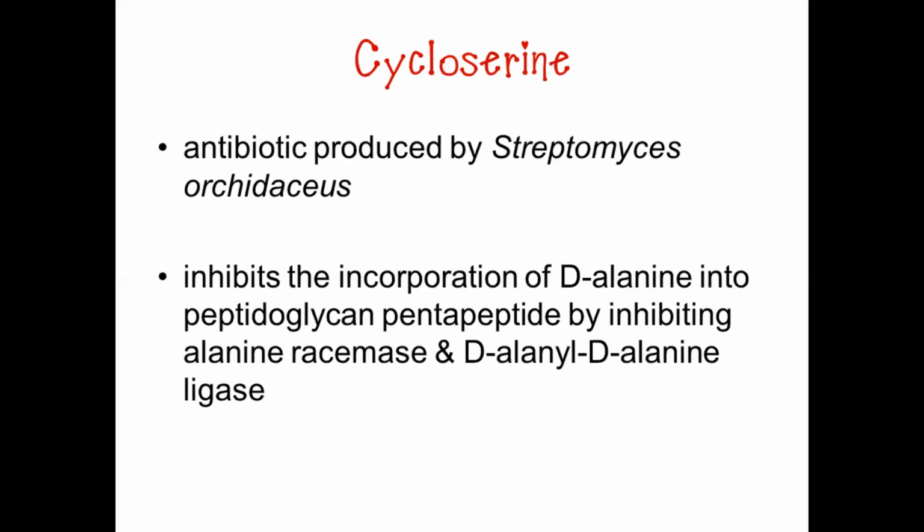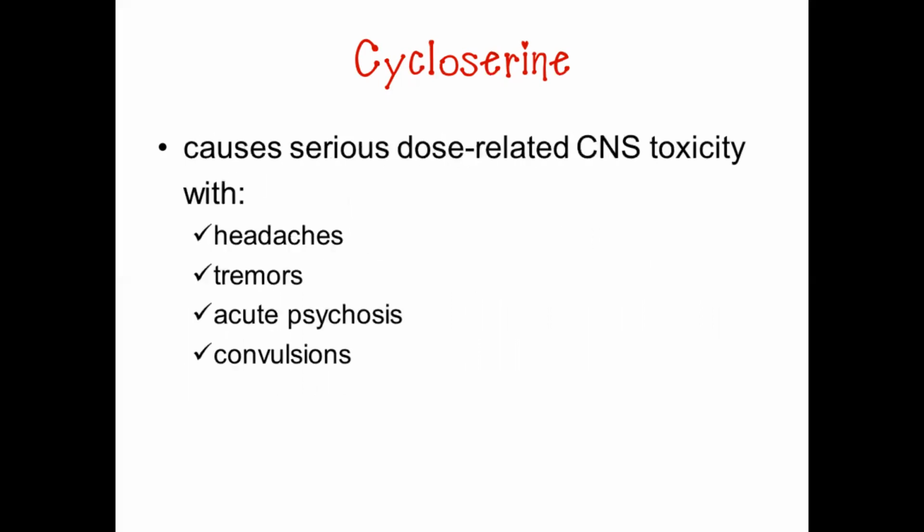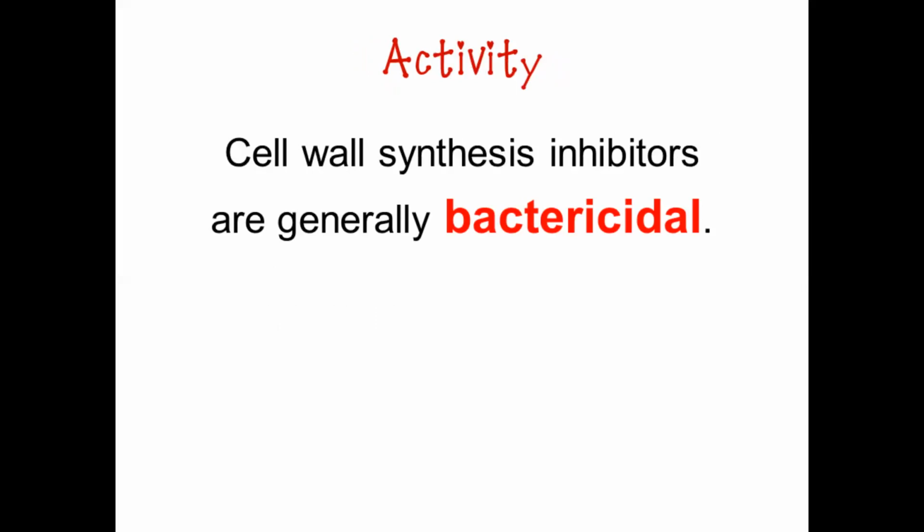Cycloserine is an antibiotic produced by Streptomyces orchidaceus. So, mapapansin nyo, same lang din yung mechanism of action. And cycloserine is also included as a second-line drug for tuberculosis. Di ba may first line tayo? Yung first line natin, sige mamaya na lang. Second line, sabi anti-TB din tayong lecture. So, lagi niyo tatandaan that cell wall synthesis inhibitors are generally bactericidal. So, ang goal nito is to kill the bacteria.